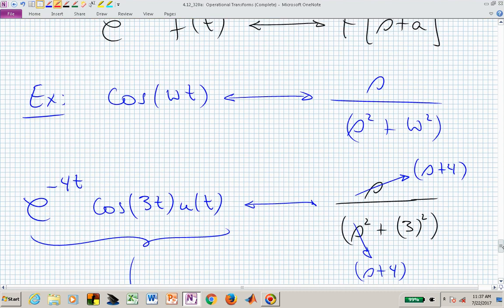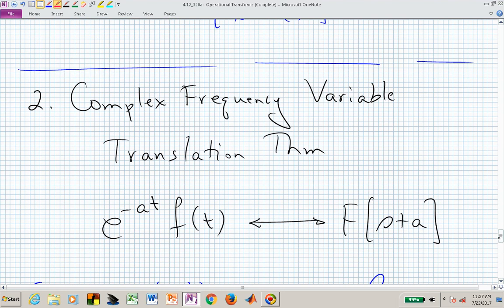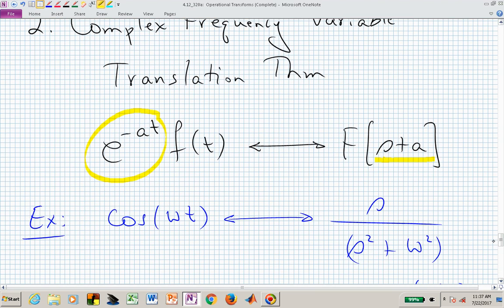Again, that's an illustration of the complex frequency variable translation theorem, complex frequency variable S, and we're translating that in amount A consistent with the exponential damping in the time domain introduced by this e to the minus at factor that scales our original waveform f of t.